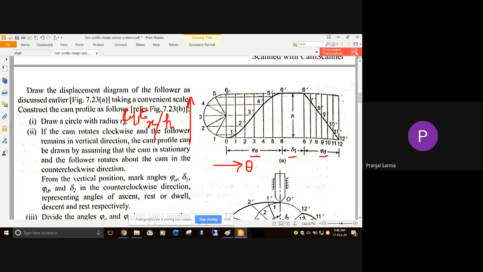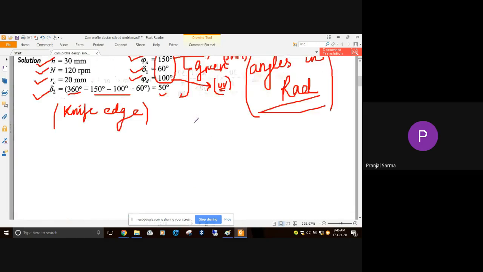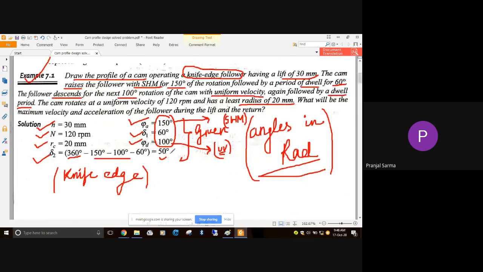So how to draw it? First, just like the previous construction of the displacement diagram, but right now we have got the values. So initially we should look at the values, and we have to consider a proper scale along the x-axis and along the y-axis. Along the x-axis, what are the angles given? Phi A is 150 degree, next one is 60 degree, and 100 degree.